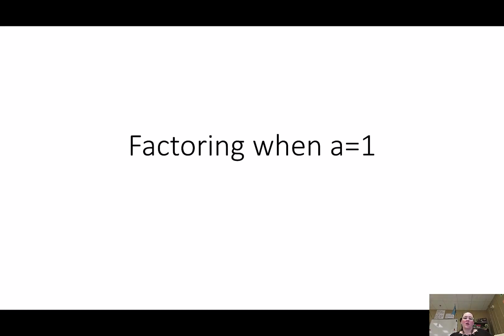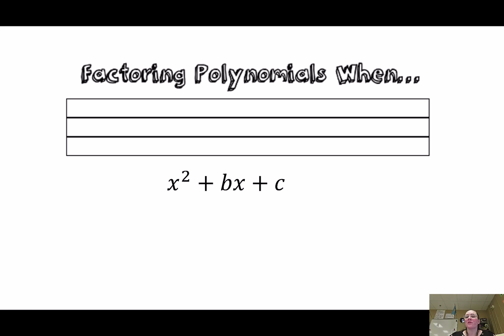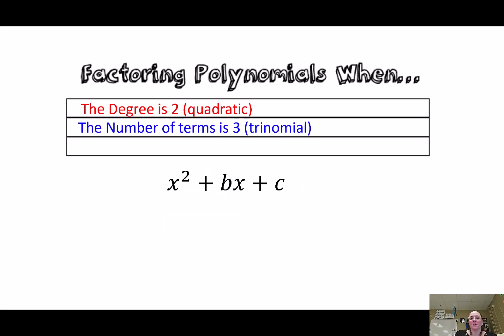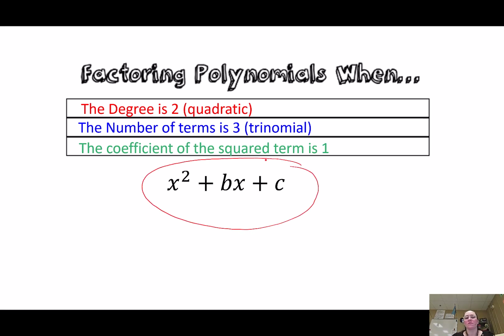All right, today we're going to start talking about factoring when we have a trinomial and the coefficient of our first term is 1. So, factoring polynomials, and these are our qualifications here: our degree is 2, so we have a quadratic. That just means my largest exponent is 2. The number of terms is 3, so I have 3 terms. And the coefficient of the squared term is 1. Okay, so those are the 3 things that we have to have. So it should look like this right here.